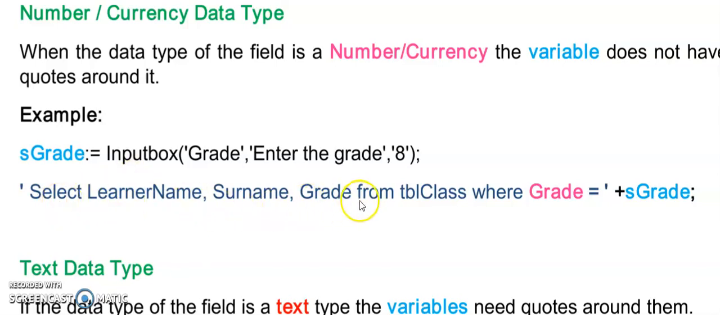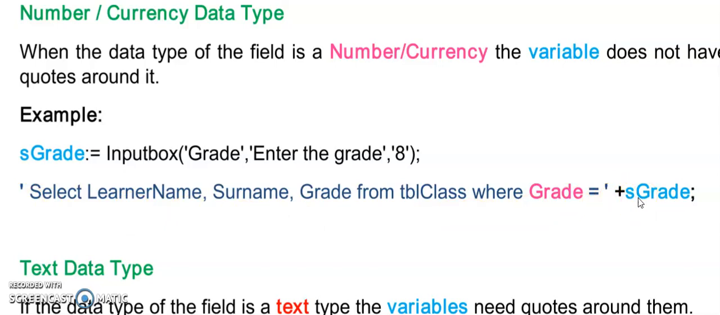So the SELECT is still the same, and the FROM and the table name. And then after my WHERE, still the field name. And if I was looking for a certain grade, I'll have an equal sign. I now end my string here with an inverted comma, and I add to it a plus and my variable name. In Delphi, you will see that this first part here will appear in blue, and my variables must appear in black.